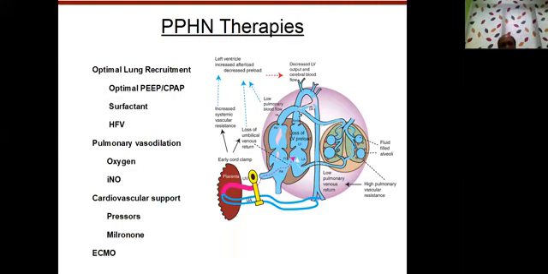Now, what are the medications we have to selectively vasodilate if you have diagnosed pulmonary hypertension? Basically you vasodilate, and one of the gases we use is nitric oxide.